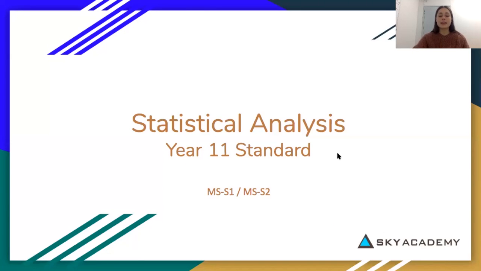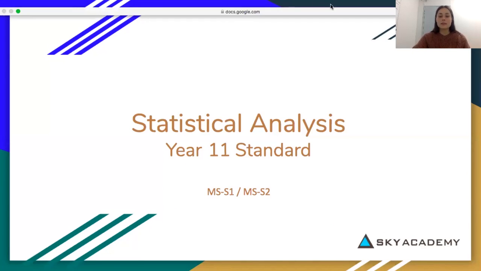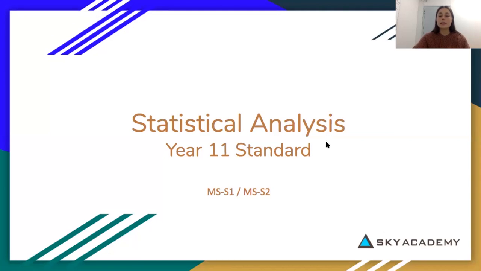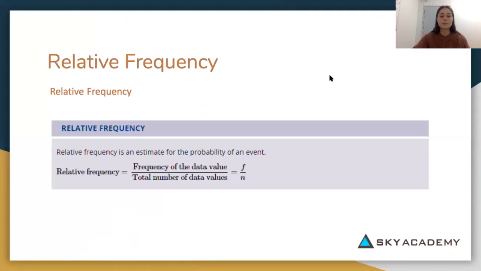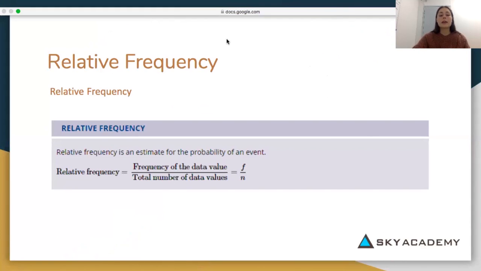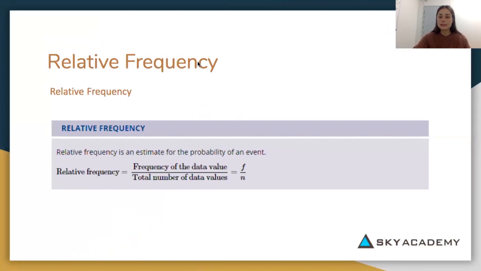Tutor at Sky Academy, and we're in the topic of statistical analysis in the Year 11 standard course, and we're looking at relative frequency and probability, which comes under MSS2. So in this video, we're going to have a look at what relative frequency is and a question on how to do it. So relative frequency is trying to find the number of times a data value occurs compared to the rest of the data values within the data set.